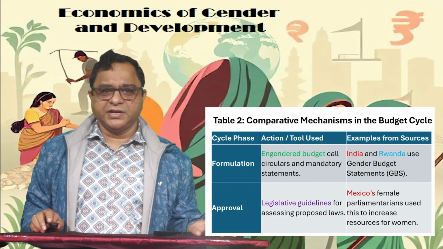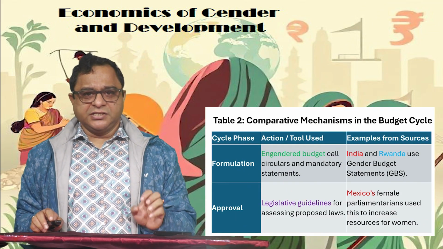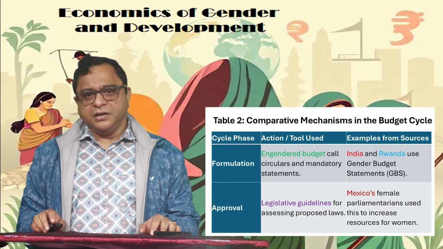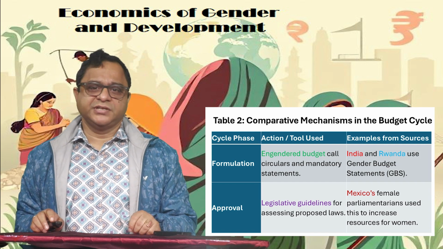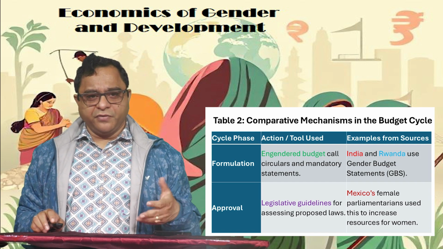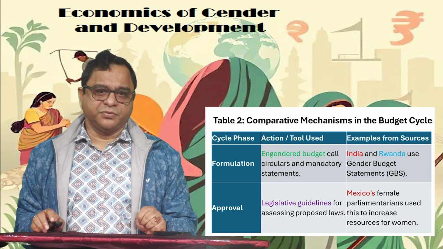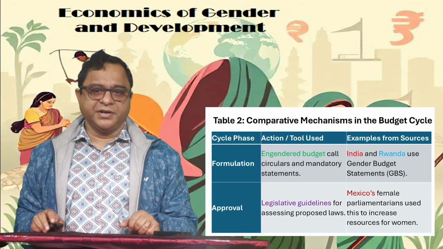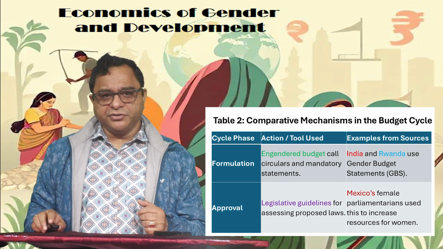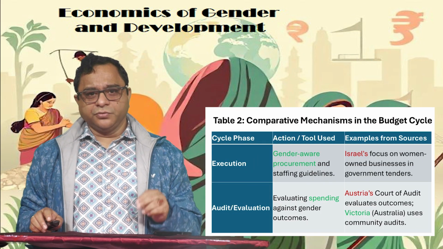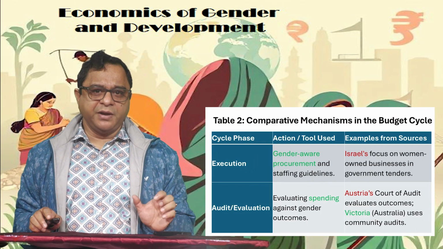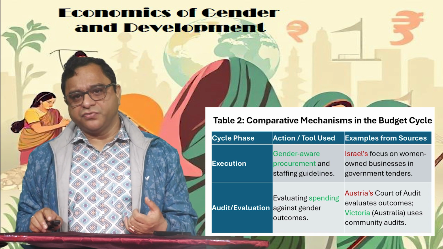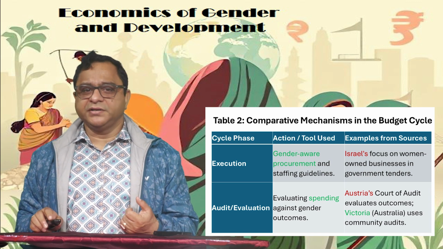So, here in Table 2, we see that in the case of formulation, the tools are engendered budget call circulars and mandatory statements. Okay, this is the action or tool used. And examples include India and Rwanda, which use gender budget statements. In the approval phase, legislative guidelines for assessing proposed laws. And here we see the example of Mexico's female parliamentarians using this to increase resources for women. In the execution phase, the tools or actions are basically gender-aware procurement and staffing guidelines. And we can take the example of Israel, which focuses on women-owned businesses in government tenders.